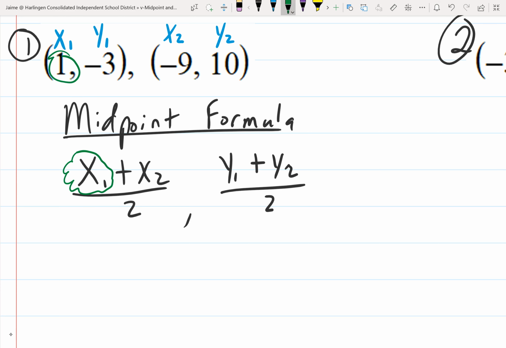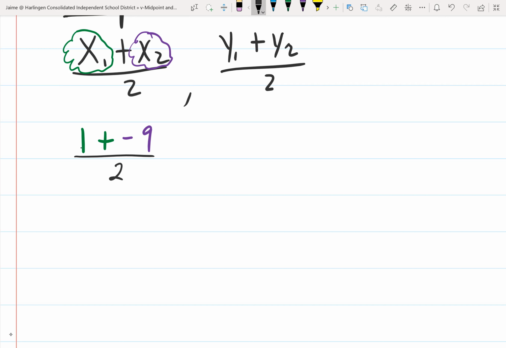So x1 is right here. I'm going to substitute it into that formula spot, so I'm going to put 1. Then I have to put a plus sign because that's the formula. Plus x2, right here. And then divide that by 2 because the formula says to divide by 2. 1 plus negative 9 is negative 8. And then divide that by 2. Can I divide negative 8 by 2? Yeah, that will give you a negative 4.